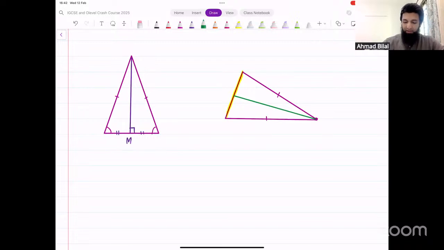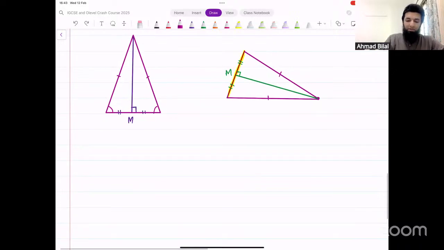If I were to draw a perpendicular from the third vertex to this side, the base is always going to be divided into two equal parts such that this point is the midpoint. So you get two right angle triangles, and these two triangles are equal to each other. The triangle on the left side and the triangle on the right side are always going to be equal. Now that's not just true for isosceles triangles. Equilateral triangles also have this property.